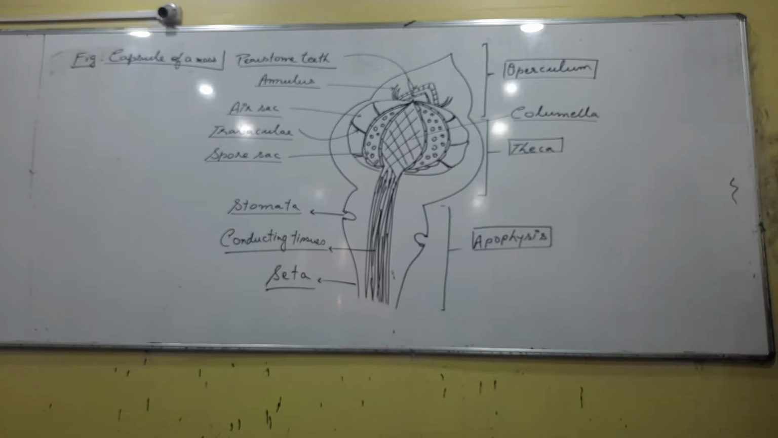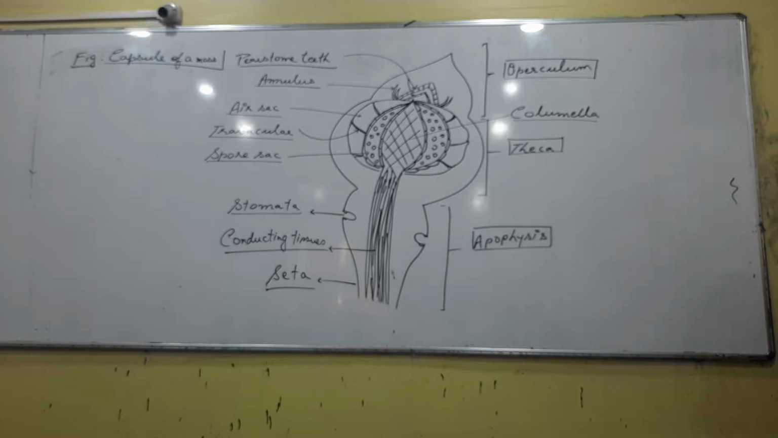Okay, a rough diagram of the capsule of a moss. What you need to remember are the points that are important, since questions on the diagram itself are not asked. First, there are three parts in a moss capsule: operculum, theca and apophysis, right? Second point is peristome teeth. Remember, we talked about peristome teeth in the last class.